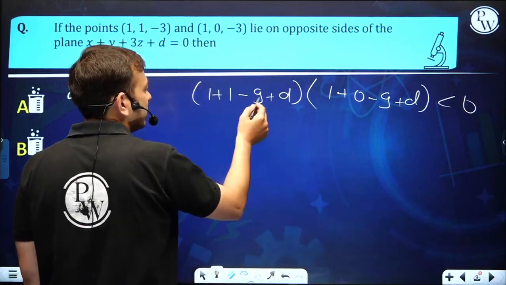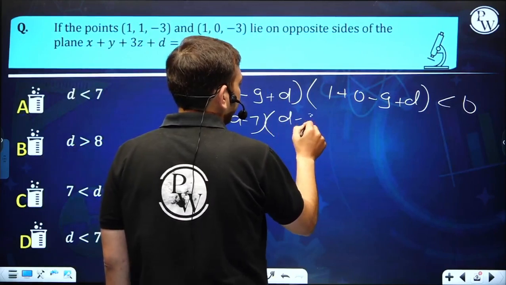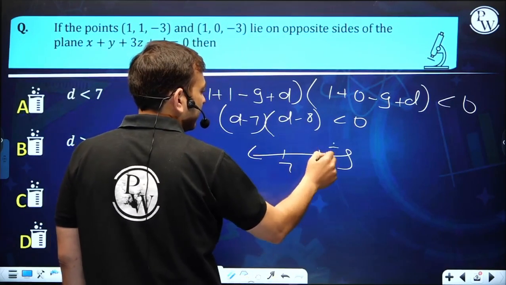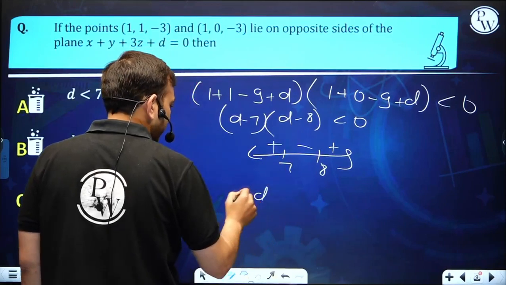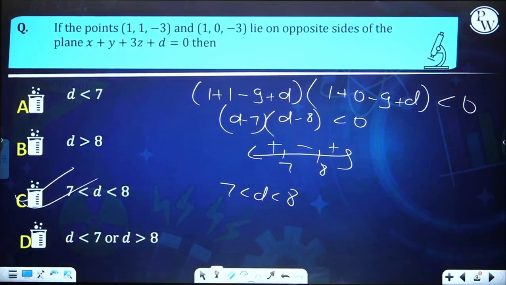So sir, d minus 7 and here d minus 8 should be less than 0. 7, 8, plus minus plus. So d belongs to 7 to 8. C option. Like this. Hope you remember inequality and know how to solve inequality. Okay.